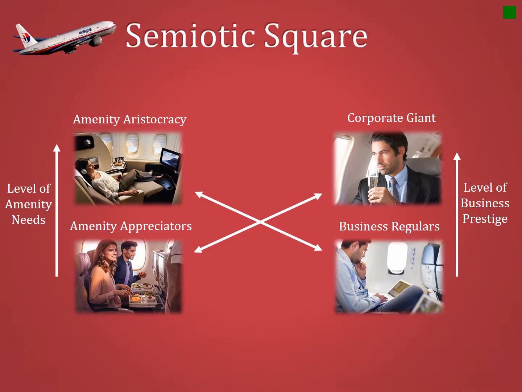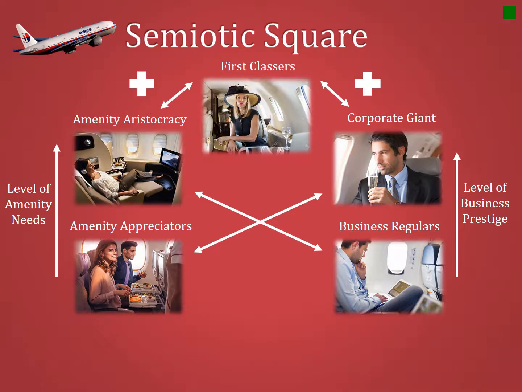Now we have your first classers. They share characteristics of the amenity aristocrats and corporate giants. Like the amenity aristocrats, they will pay for the elite hospitality. They choose Malaysia Airlines because the brand has been voted the best cabin crew award the past 7 years. They also share prestige through their reputation and status. These people will always pay for the best of the best, whether they are business or leisure travelers.